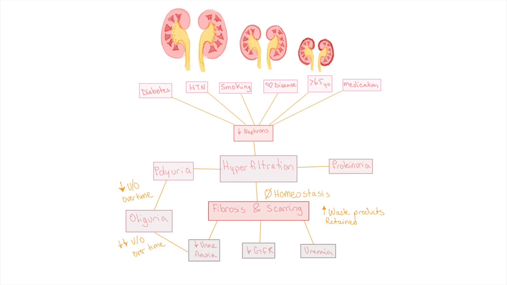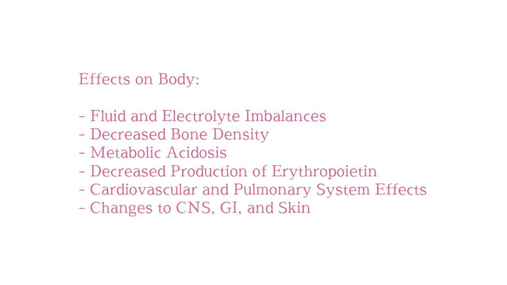The loss of nephrons leads to hyperfiltration, proteinuria, and polyuria that progresses into anuria as the nephrons become overworked and damaged. The damaged kidneys result in decreased GFR, anuria, and uremia. There are multiple effects on the body caused by the damaged kidneys. Fluid and electrolyte imbalances cause hyperkalemia and volume overload. Decreased bone density occurs because the damaged kidneys are unable to activate vitamin D, therefore decreasing the level of calcium. This leads to bone demineralization.